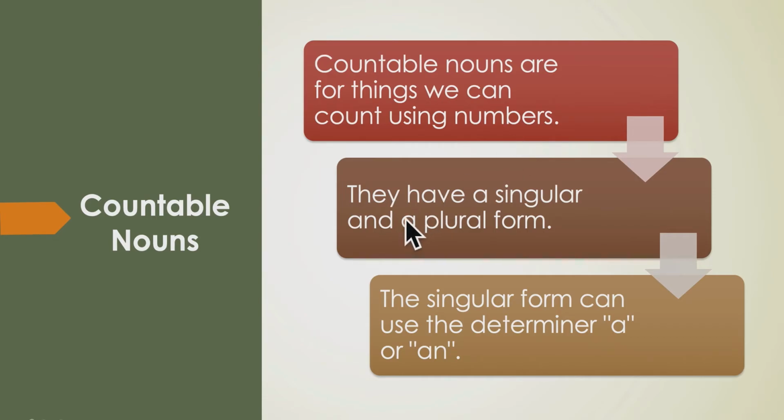Next point, they have a singular and a plural form. So countable nouns can be either in singular form or in plural form. The singular form can use the determiner a or an. So before singular noun we can use a or an, like a book, an apple, like that. We move on to the next.